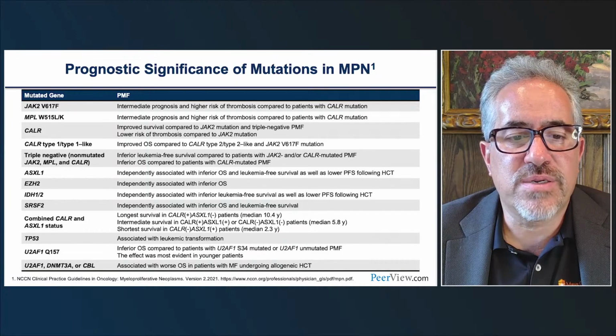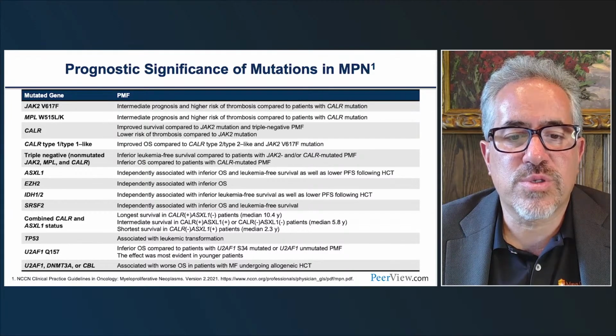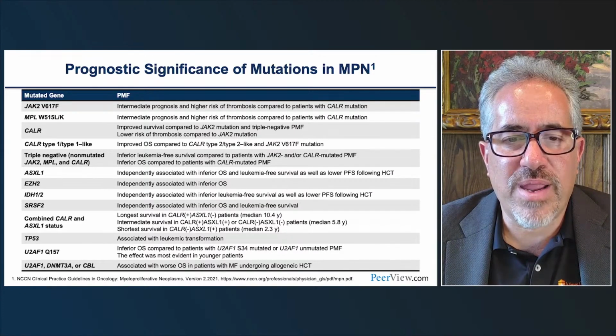Final ones I would mention, ones such as TP53 associated with leukemic transformation. So increasingly, as you see, the molecular profile having more granular impact on prognosis.